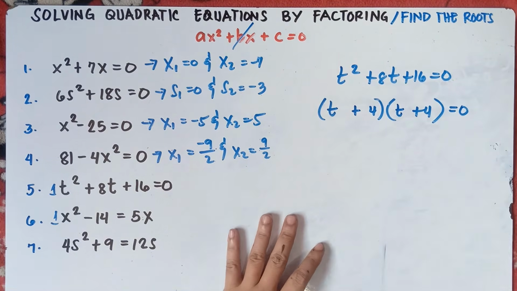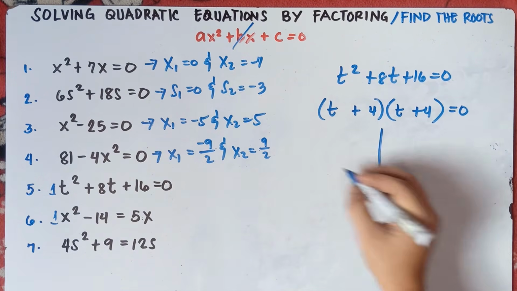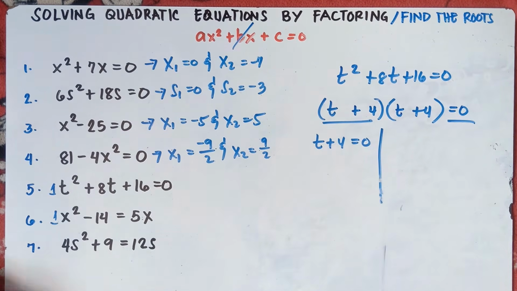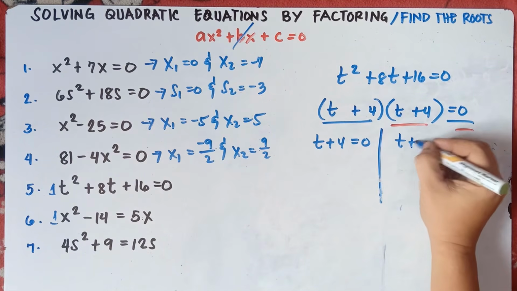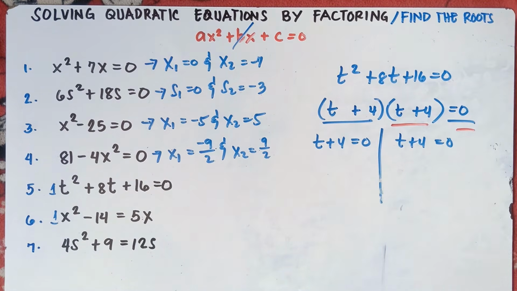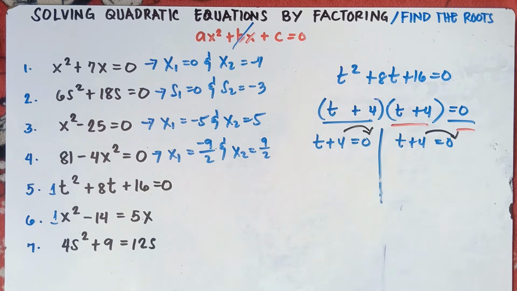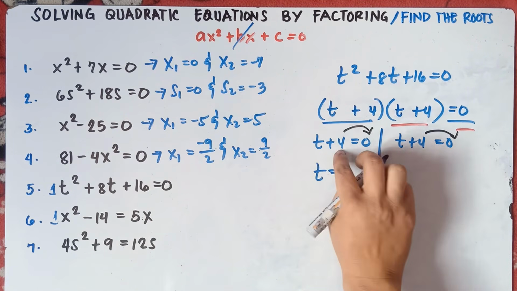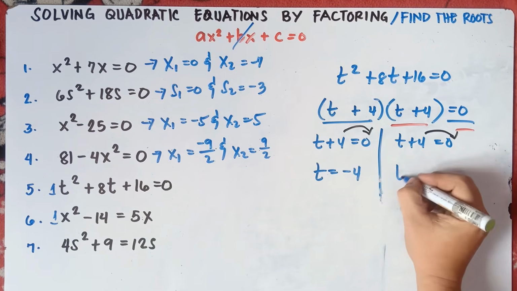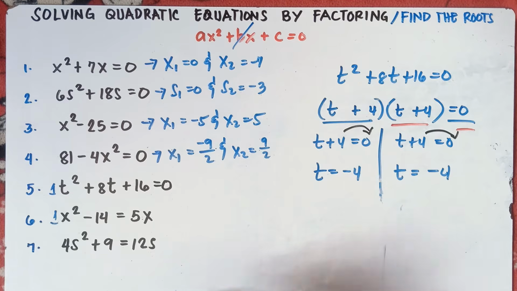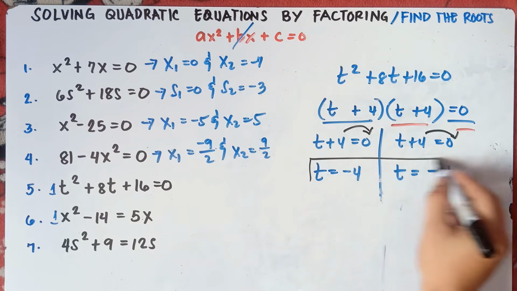Alright, so we equate this one to 0. So this will be t plus 4 equals 0, and the other one, t plus 4 equals 0. And then we transpose 4 from left to right, and also this one. So t equals, this is positive, it will be negative 4. The other one, t equals, this is positive, it will be negative 4. Alright, so this will be our answer.